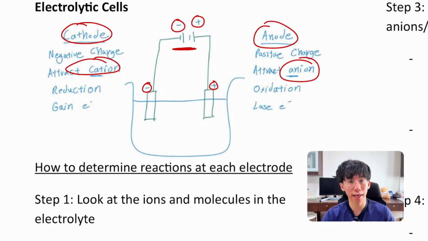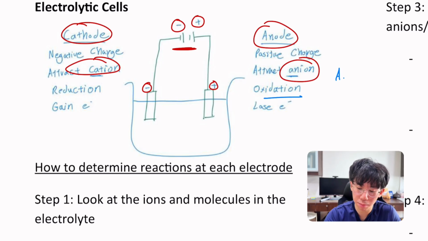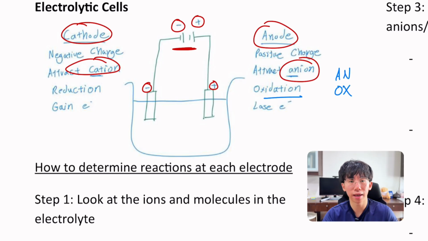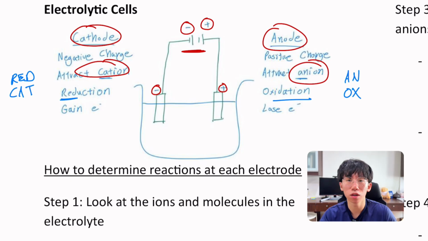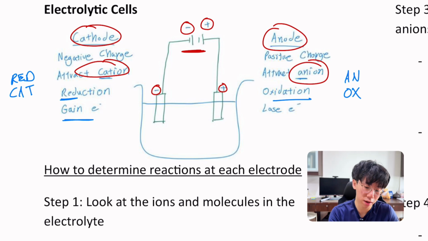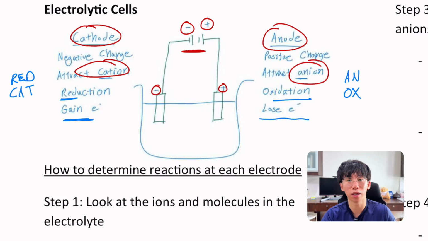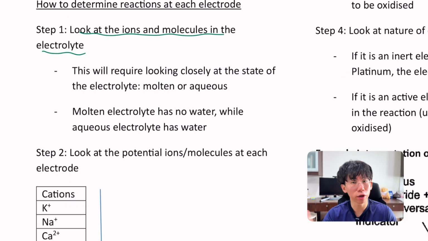Once you have identified which is the cathode and which is the anode, remember our acronym from the last video as well. Anode is where oxidation happens because of AN OX. And at the cathode is where reduction happens because of RED CAT. With that said, we can tell that at the reduction electrode, which is the cathode, there will be a gain in electrons, and at the anode is where oxidation happens. That is where there will be a loss of electrons. Actually, all that I've mentioned is step 0 of identifying reactions.